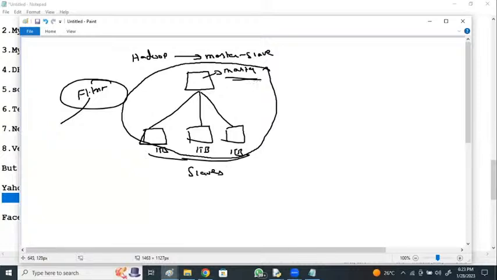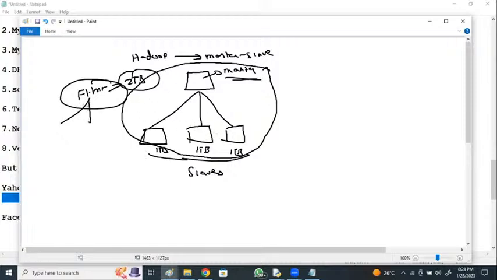Master node means it's one system. Slaves are multiple systems, right? Each system has a capacity of 1 TB. My file size is 2 TB. This 2 TB cannot fit into any of these systems, right? It cannot be accommodated by any single system.